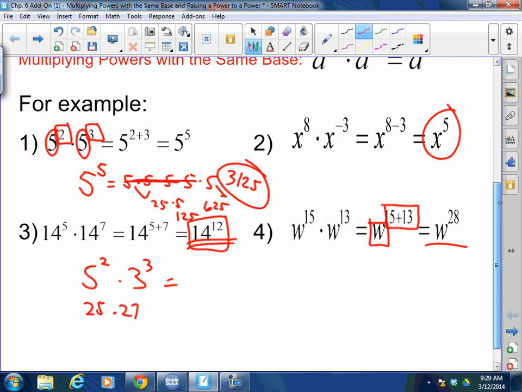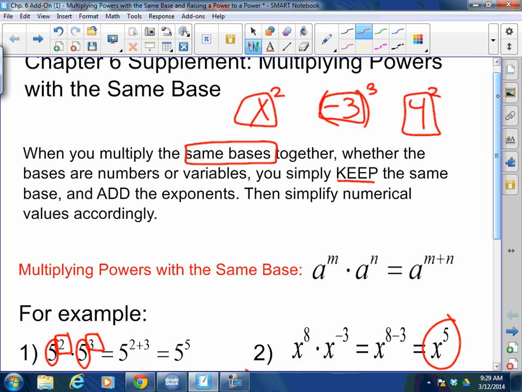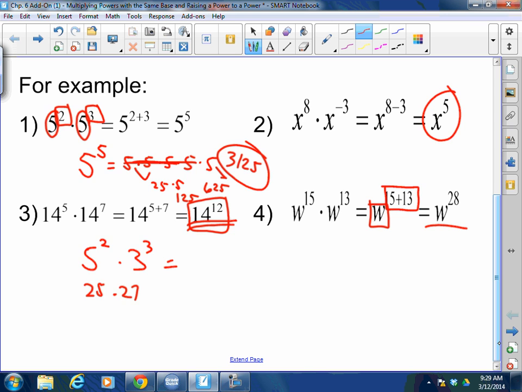when they have the same base. Not kind of the same, or the same exact base. Please, guys, thank you for the question. Does that make sense, sir? Thank you very much. May I continue, gentlemen?